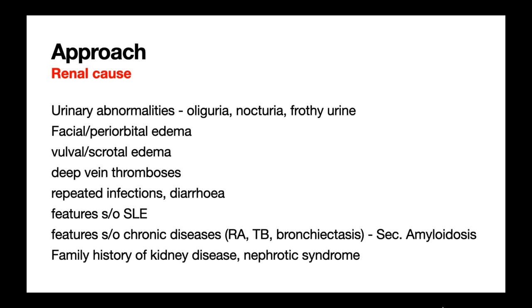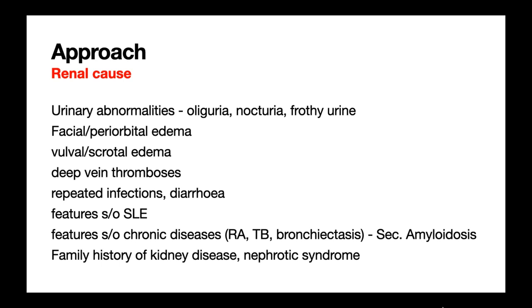You have to ask. Then if there are repeated infections, deep vein thrombosis has happened because of loss of the anticoagulant proteins in the urine. Diarrhea. Why does diarrhea happen in nephrotic syndrome? Because there is gut edema. The lining of the gut becomes edematous because of loss of albumin. So the interstitial fluid expands. And because of that mucosal edema, there is a malabsorption.